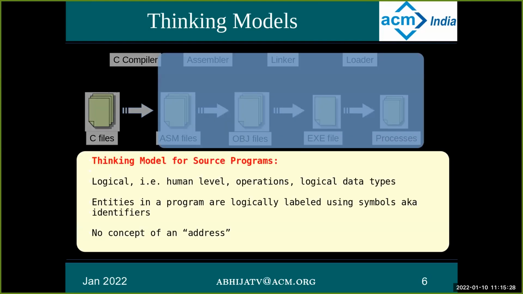So when we think of the C language as a thinking model for source programs, in terms of a high level language like C, it's a very logical model, very near to the human level. Well, as far as C is concerned, it's debatable, but nevertheless, whatever operations and logical data types are there, they are very much at human level. And the entities in the program are labeled using symbols. And there is no concept of an address at all in a high level language.